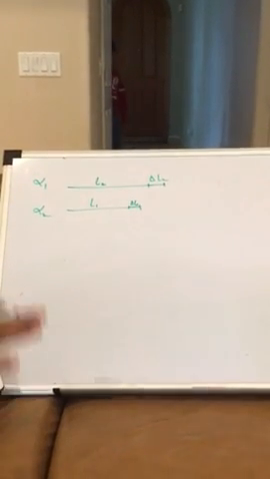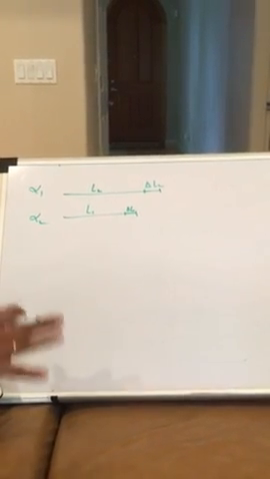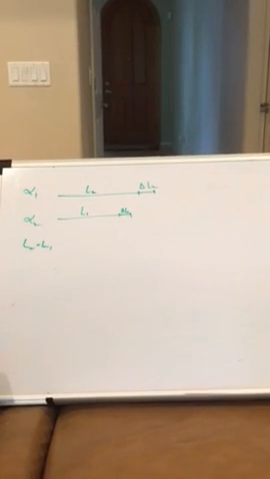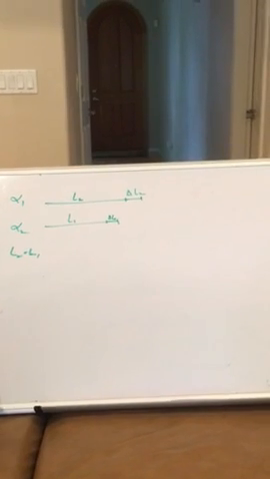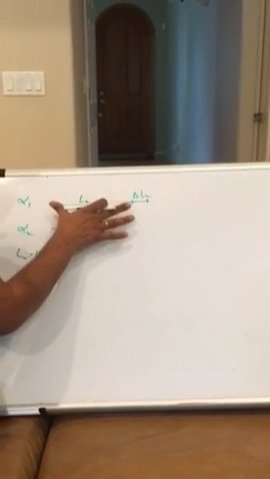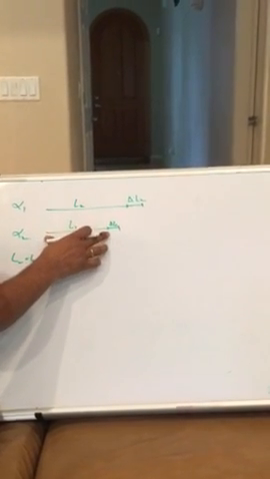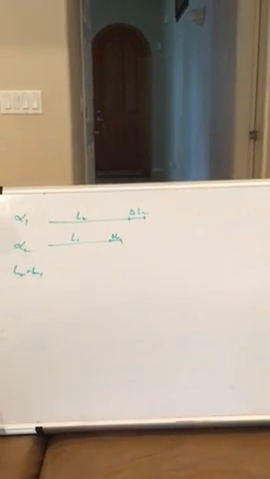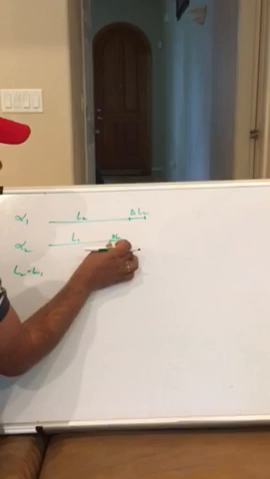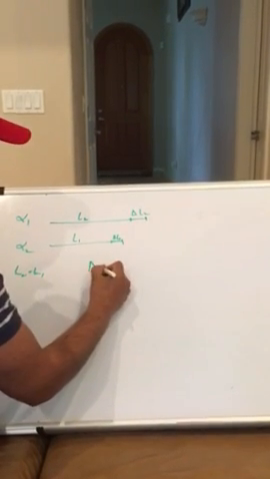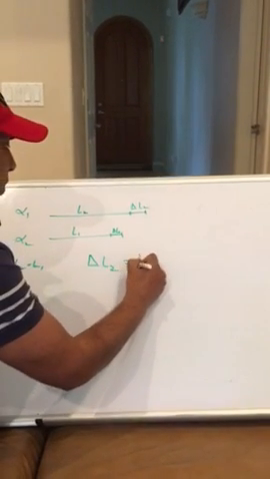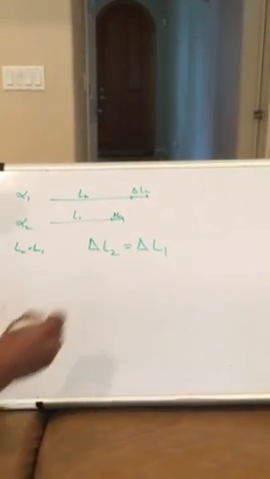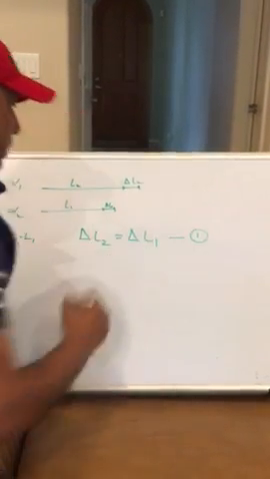The key here is that we are told L2 minus L1 is always constant, which means we have to ensure that the expansion that happens in the first rod and the expansion that happens in the second rod is always the same. We need to ensure that delta L2 is always equal to delta L1. Okay, now we know that we need to maintain this constant.